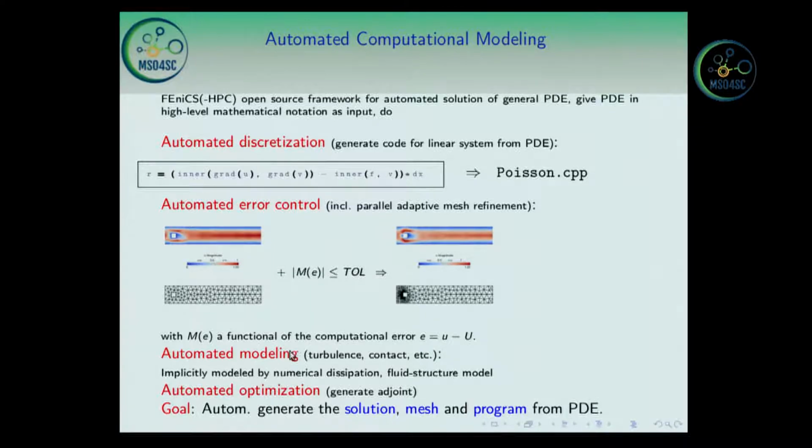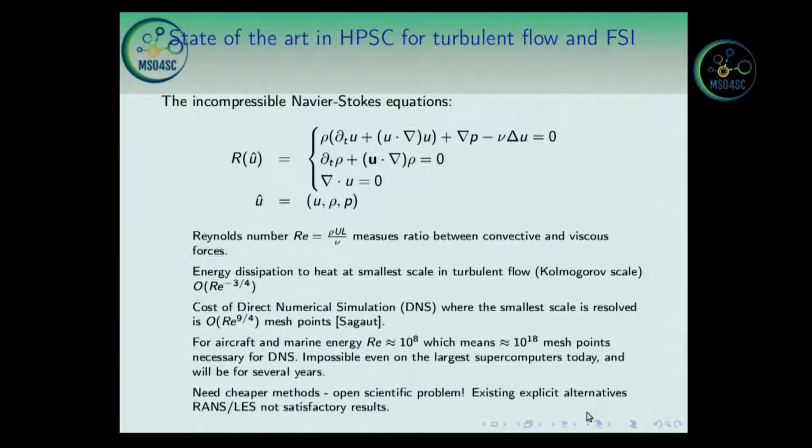And then another aspect can be automated optimization. This is a large activity in the Fenics project. Our part of this has mostly been the adaptive error control, but there are a lot of other aspects of optimization that a lot of other people are active in. So you can say the goal is to automatically generate the solution, the mesh, and the program given the PDE.